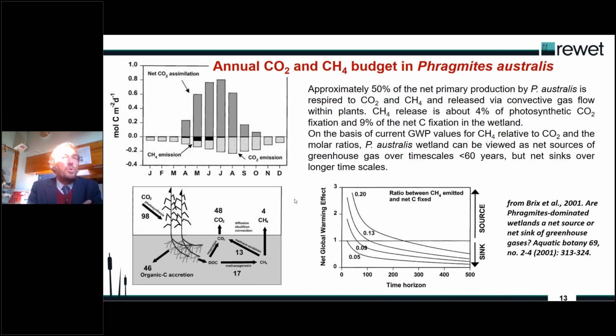And what the authors conclude is that over the short term, a few decades, up to 60 years, most of the wetlands releasing methane, because of the high greenhouse effect of methane as compared to that of CO2, can be considered a source of greenhouse gases. But on a longer time perspective, because of the decay of the methane in the atmosphere, most of the wetlands can be considered net greenhouse gas sinks.